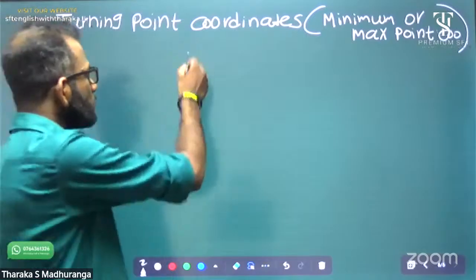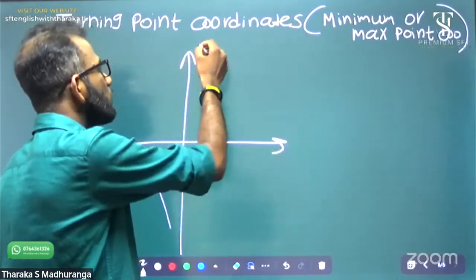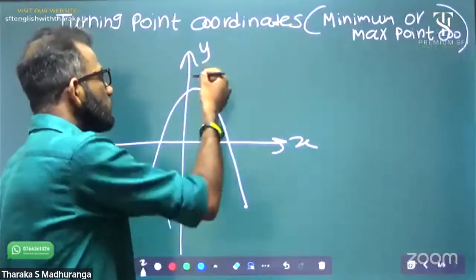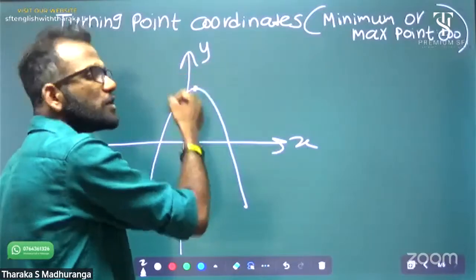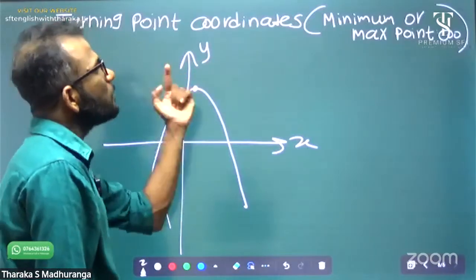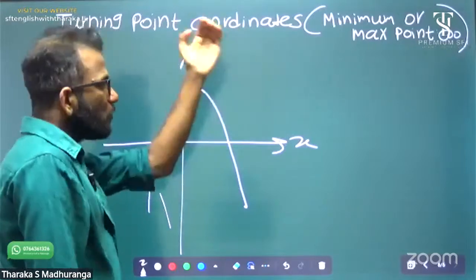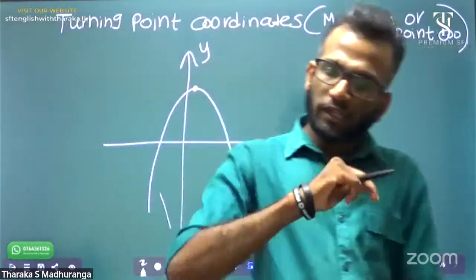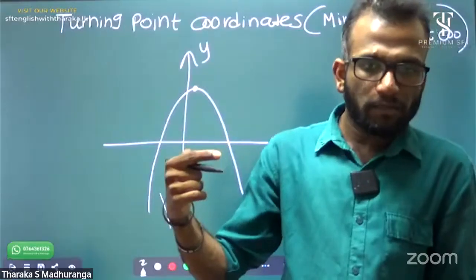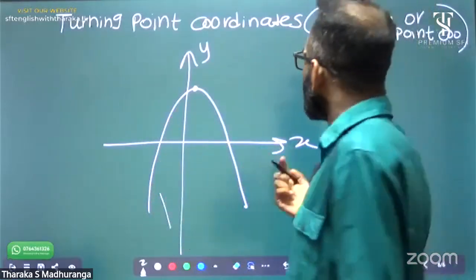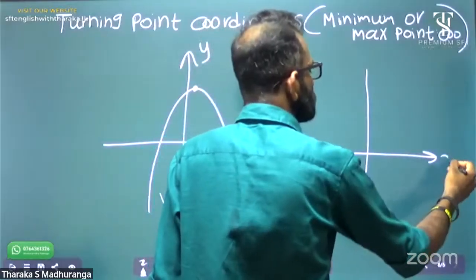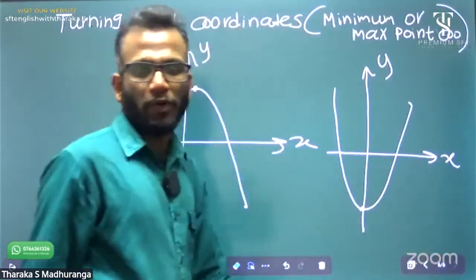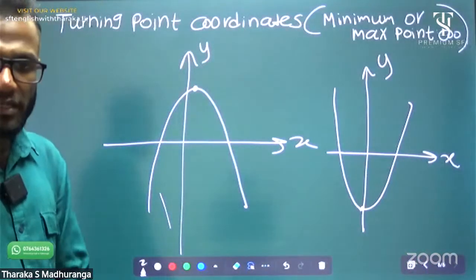Why? If you have a maximum quadratic function, for a maximum quadratic function the maximum point is the turning point. That's why we call it turning point coordinates or minimum or maximum point coordinates. For a maximum quadratic function, the turning point is always the maximum point. If you have a minimum quadratic function, its turning point is always the minimum point. Minimum point is a turning point.